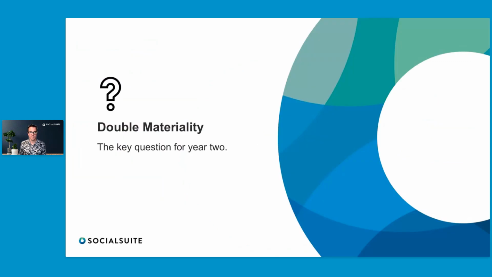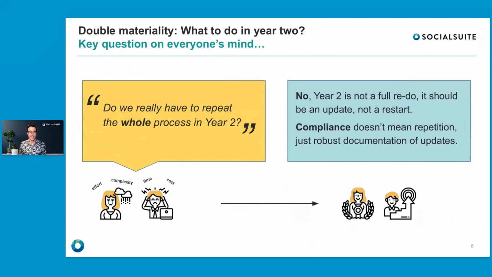So let's get to that key question then for year 2. And this is really what is on everyone's mind: do we have to repeat the whole process in year 2? And why is that such a loaded question? Well, if you've gone through this process, you know that in year 1, that first time to go through that full materiality assessment, even if you might have done materiality assessments before in various shapes and forms, that CSRD process is a lot of effort. It can be quite complex, particularly the first time. It's a lot of time required and resources required, and the cost can be quite substantial.